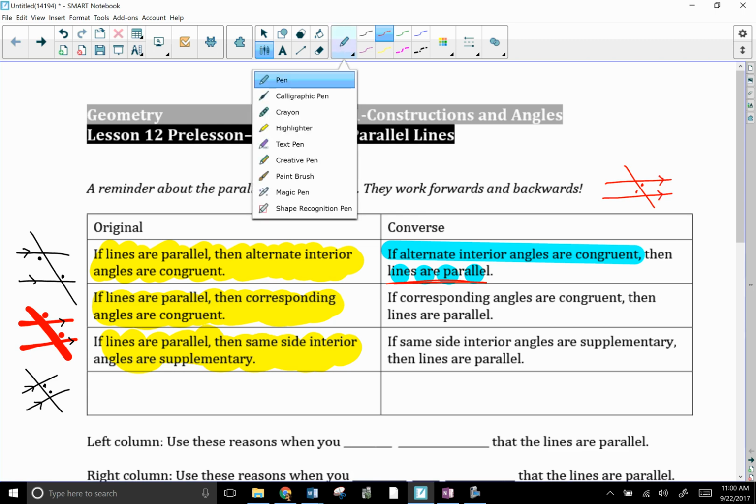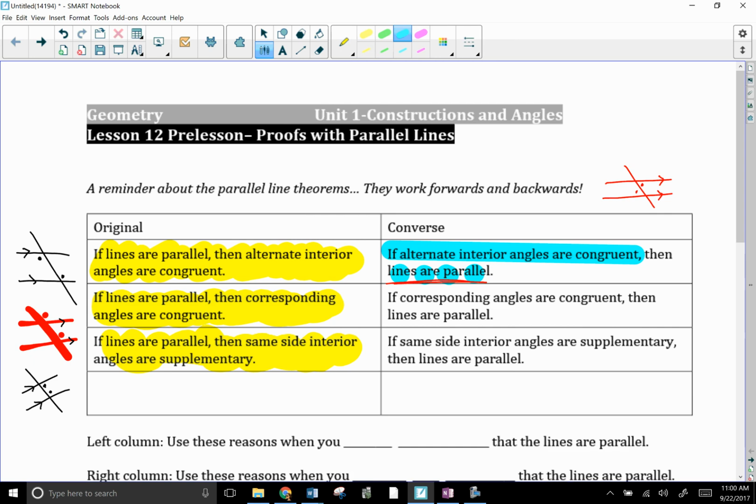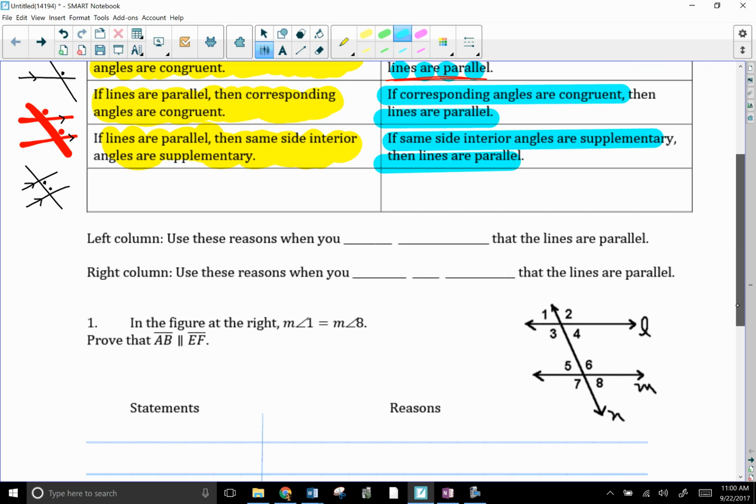That's what these converses are all about. A converse is when you take an if-then statement and reverse it. So if you have alternate interiors that are congruent, then the lines are parallel. If you notice some corresponding angles that happen to be congruent, then the lines are parallel. And if you notice some same side interiors that add to 180, then the lines are parallel as well. So we're reversing it.